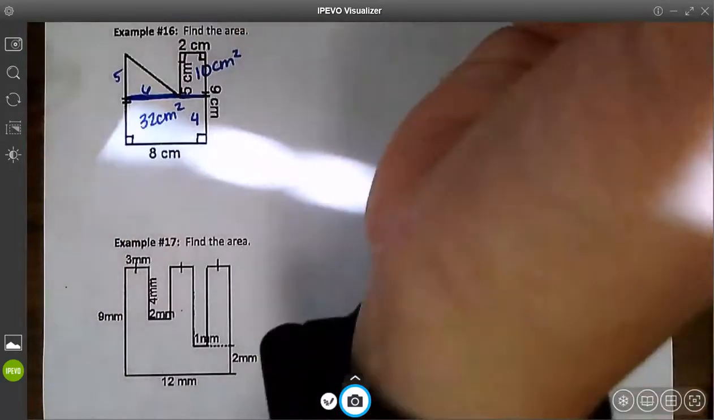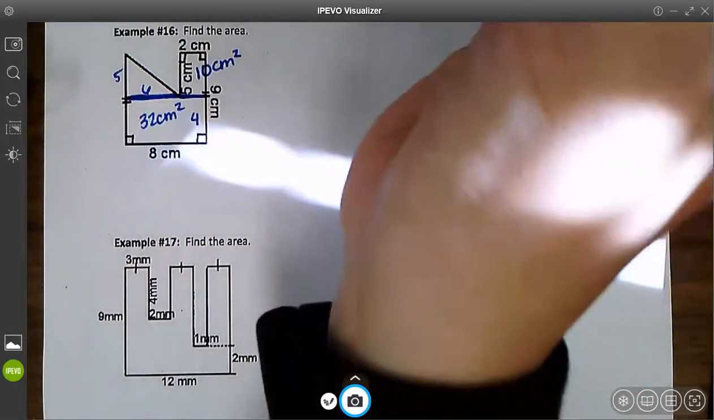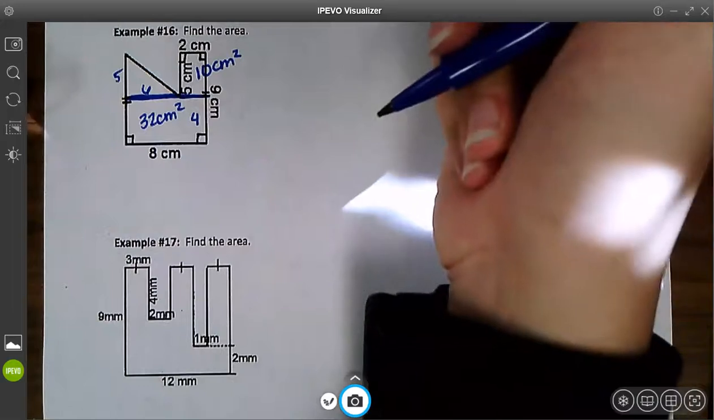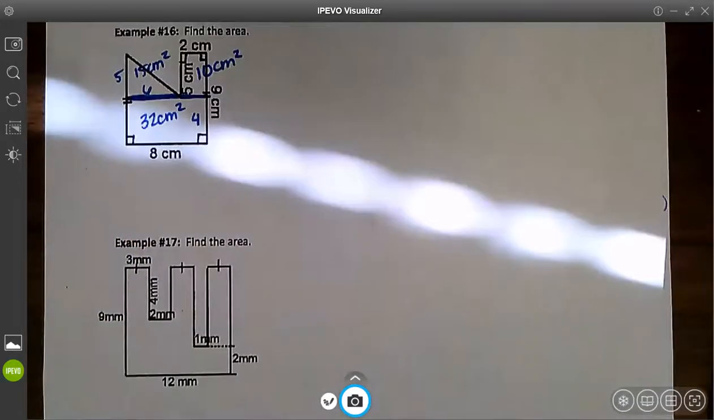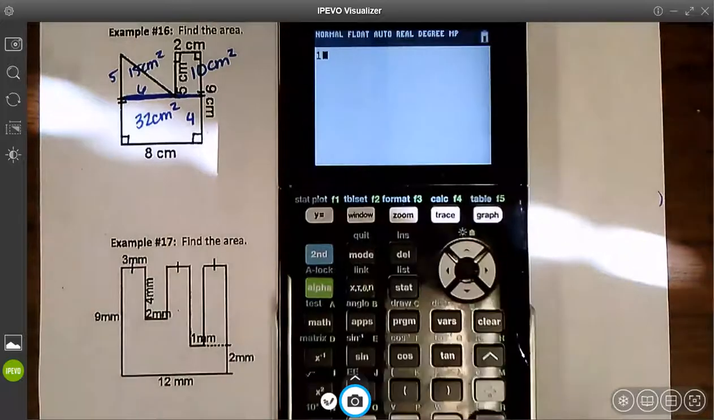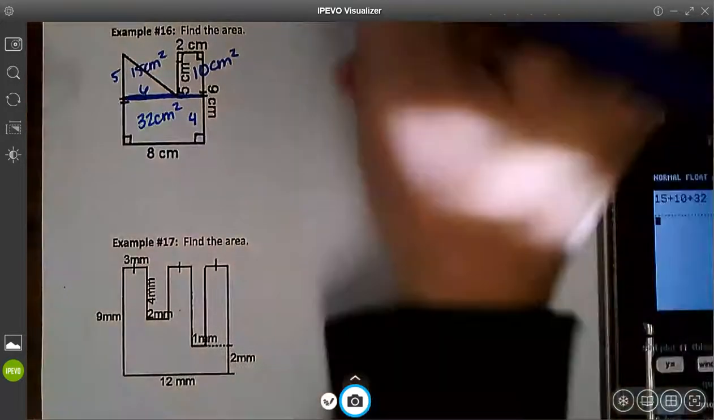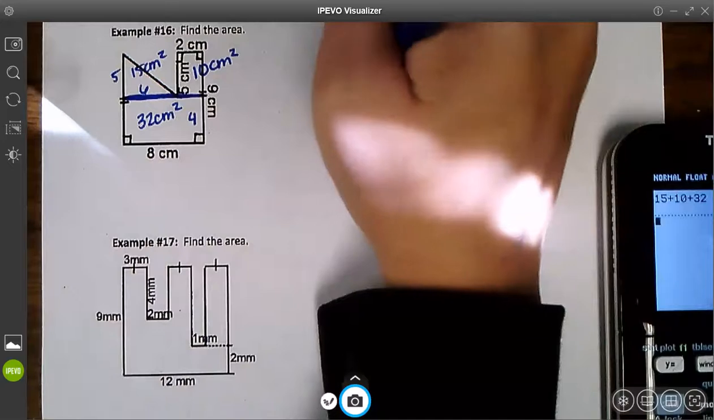So the area of that triangle is 1/2 times 5 times 6. 5 times 6 is 30. Half of 30 is 15. So then we'll just add all those together. 15 plus 10 plus 32 is 57 centimeters squared.